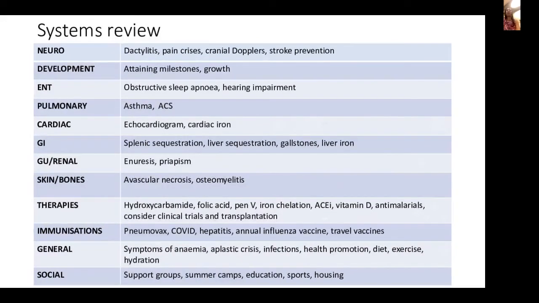So that's why we always teach parents how to feel the spleen and to seek urgent medical attention if they notice the spleen is bigger. And same with the liver, although liver sequestration is not quite as common. They can get gallstones. And then we talk about enuresis, usually from the age of 6, if children are constantly wet in the bed.